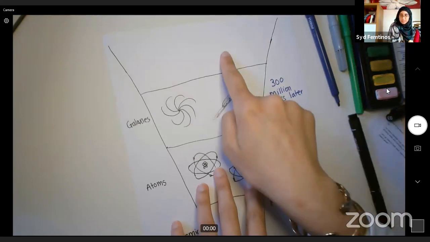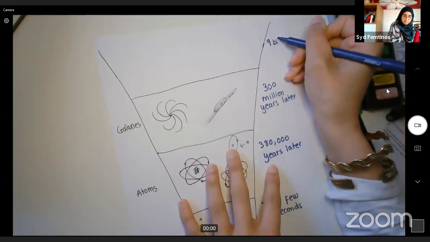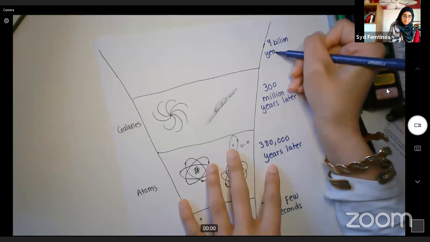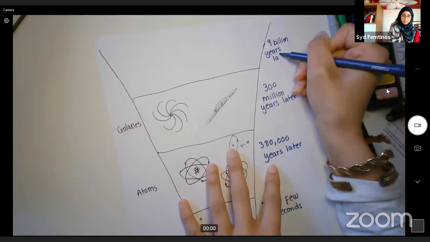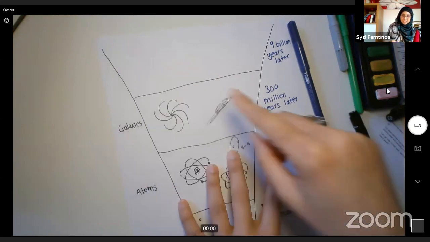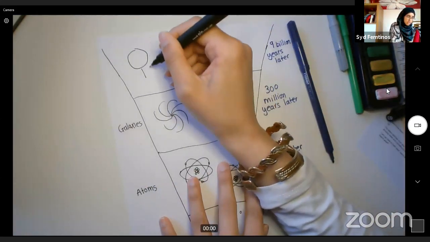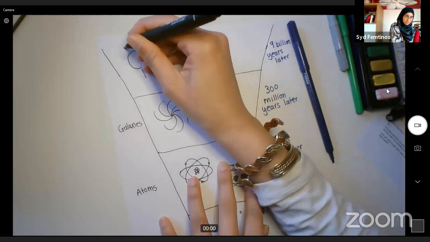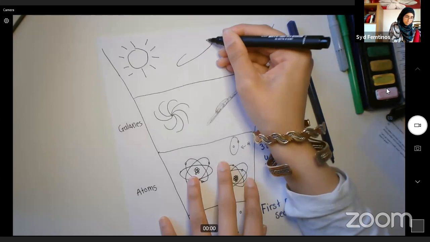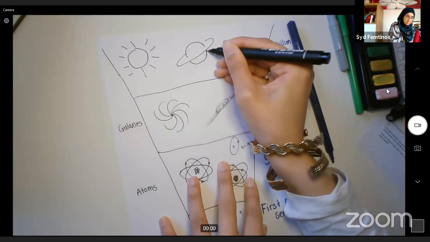Now, 9 billion years later, I'm going to write here 9 billion years later, we now had the formation of the sun. So we've got sun, we're going to have Earth, we're going to have planets over here now. So I'm going to draw Saturn. I think you can color this in.